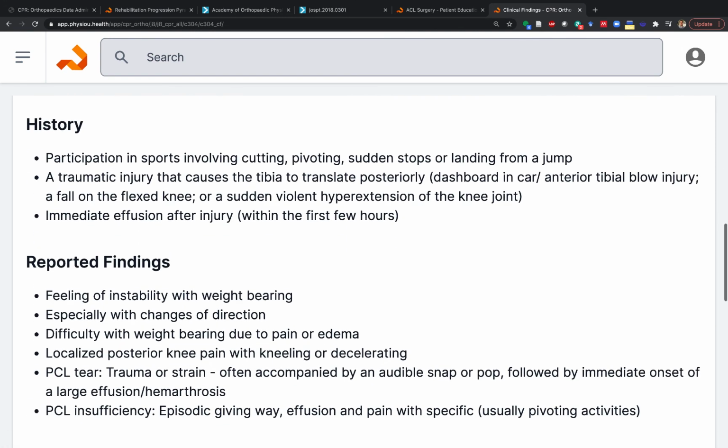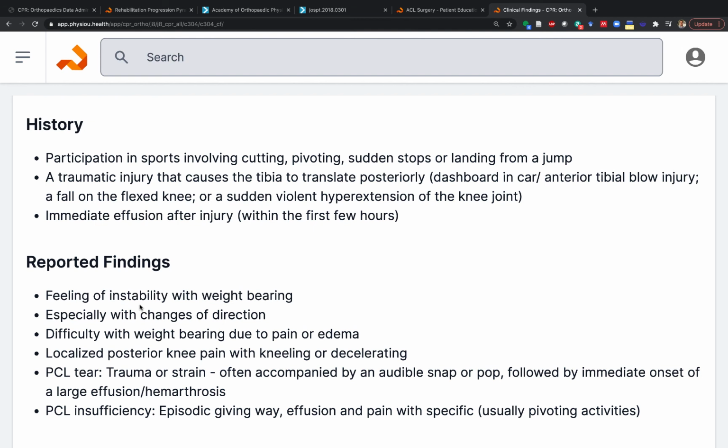And if we scroll down and look at the history a little bit, again, the sports are very similar. Pivoting, sudden stops, landing from a jump. But in the case of traumatic injury here, you see a dashboard in the car, right? The tibia is jammed into the dashboard in the car accident. There's an anterior tibial blow, right? Shoving the tibia posteriorly, a fall on a flexed knee, or a sudden violent hyperextension of the knee joint. And because it's a cruciate ligament, it's deep within the joint, the effusion is immediate. Again, it's immediate, significant effusion.